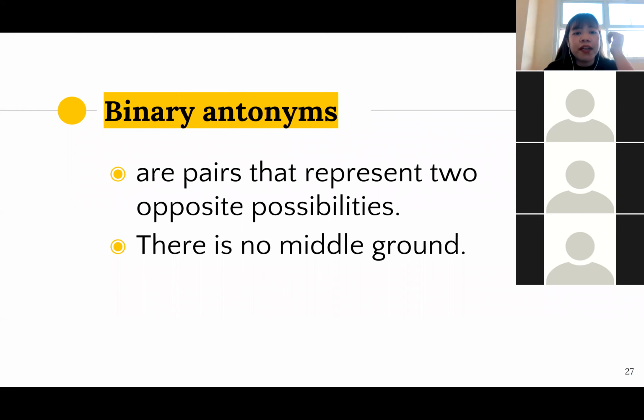For binary antonyms, these are pairs of words that have opposite meanings, and they represent two opposite possibilities. Binary antonyms, on the other hand, have no middle ground. For example, dead and alive. This is an example of binary antonyms because there is no middle ground.